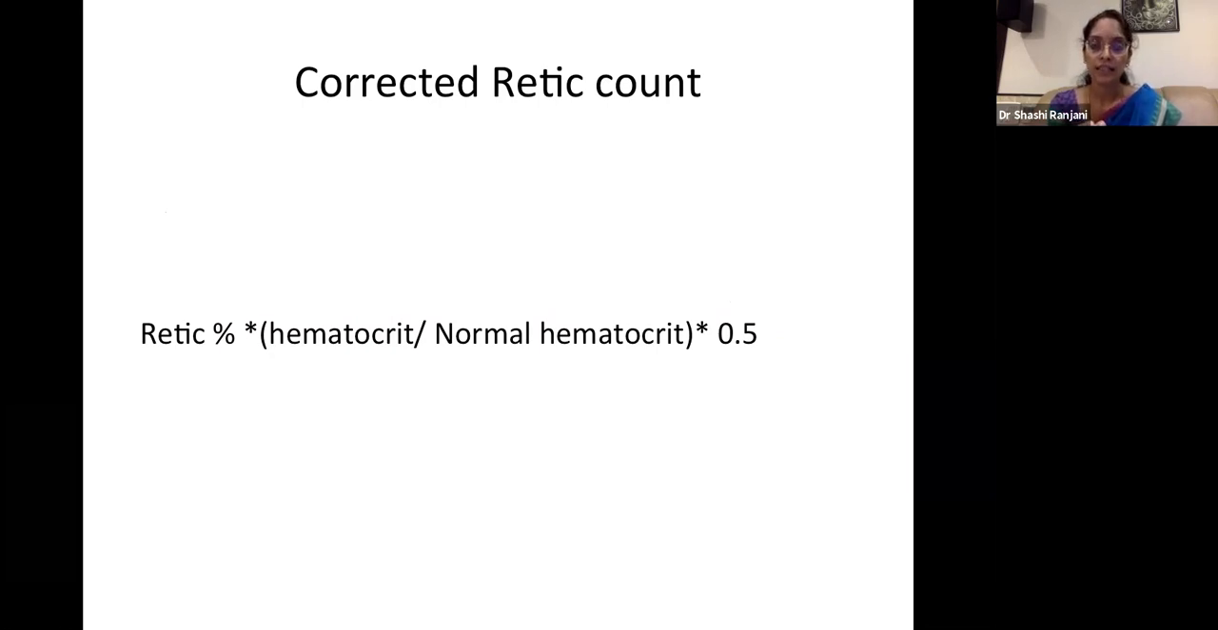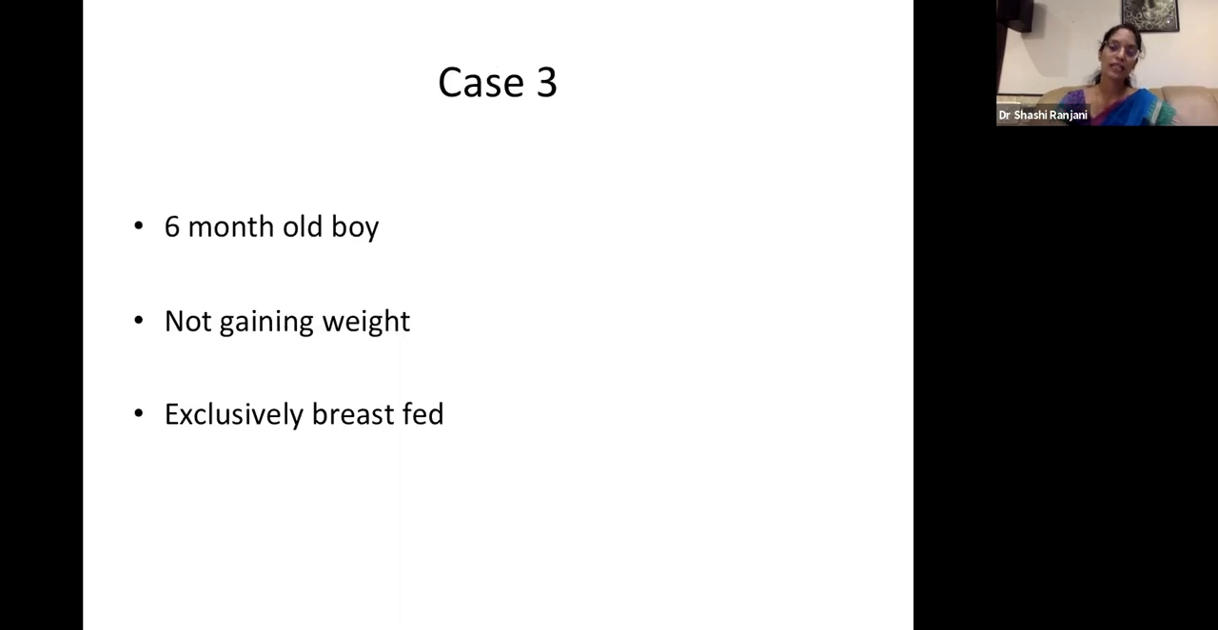So once we calculate the corrected retic count, then we have to interpret the retic count. It is the retic percentage times the hematocrit, divided by the normal hematocrit, times 0.5. The normal hematocrit is usually taken as 45, and this 0.5 is actually a maturation factor. There are different formulas which give different maturation factors based on the hematocrit. Suppose the hematocrit is less than 10, then it becomes 2.5. So there are different maturation factors, but this is the most simple of it. So with that note on the retic count, we'll go to the third case.